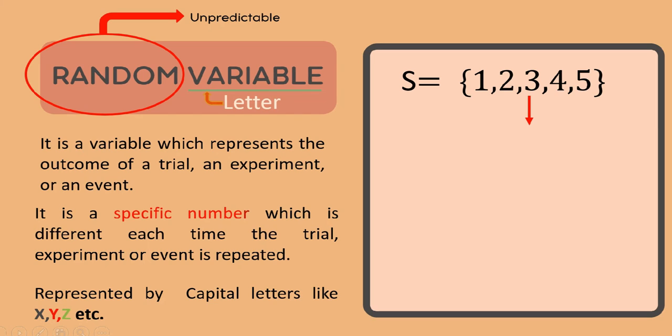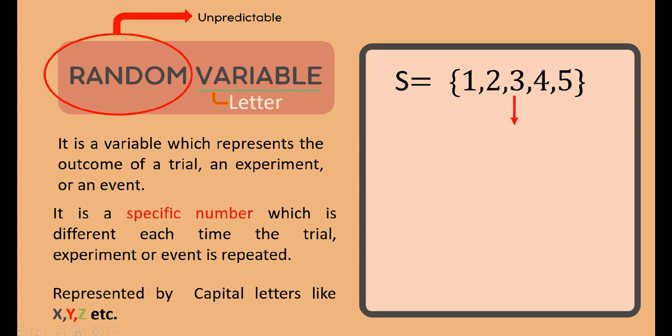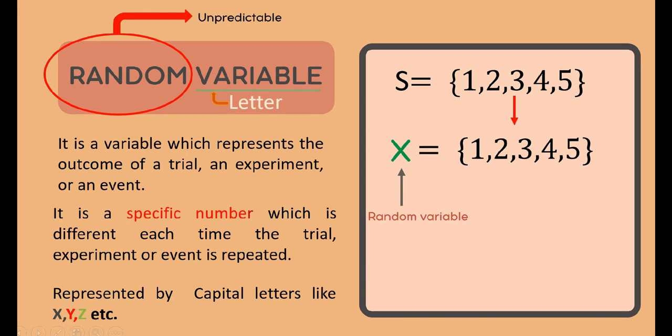Now, if we spin the wheel one more time, the result could be any possible outcome in the sample space, right? It could be 1, 2, 3, 4, and 5. So if we let x represent the result every time you spin the wheel, then x is called a random variable. Do you follow? Now, what is the difference between the sample space and the random variable?